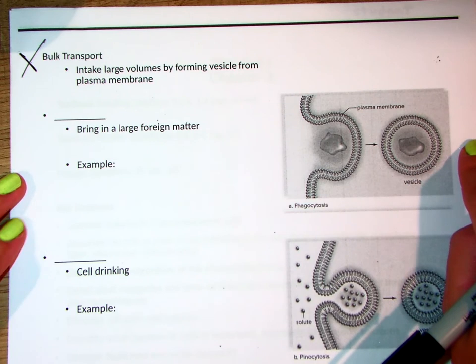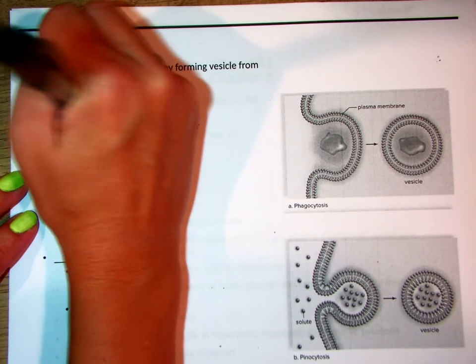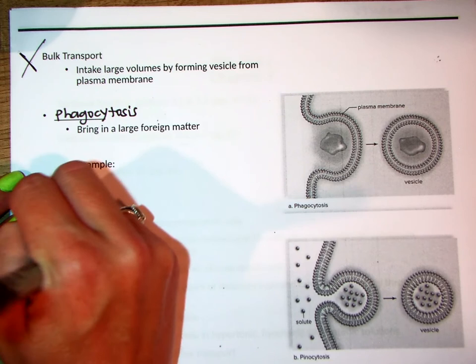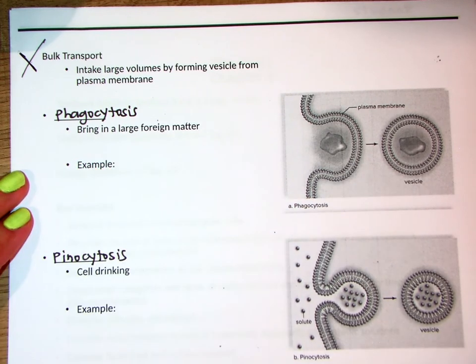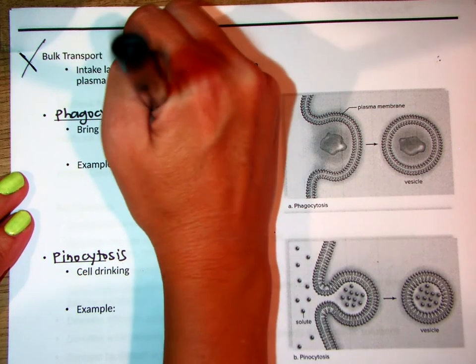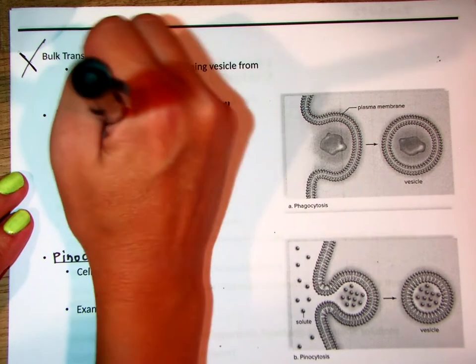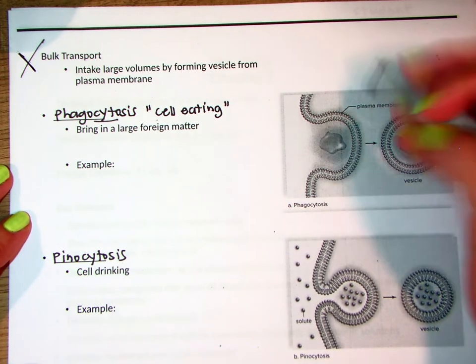So there are 2 types of this. There is phagocytosis and pinocytosis. So we'll start by looking at phagocytosis. This literally means cell eating. Anytime you see cyto, that means cell, and phago means eating, so cell eating. This is when it brings in large foreign matter, like you see here.